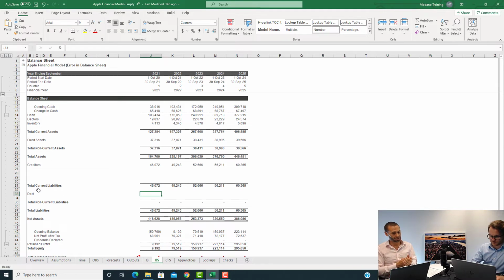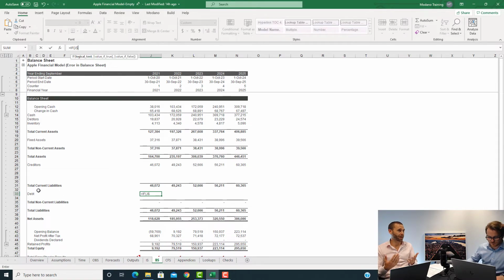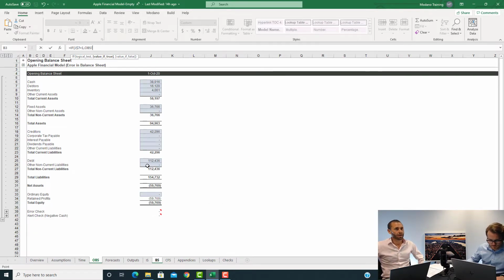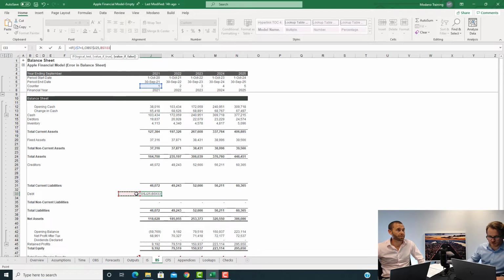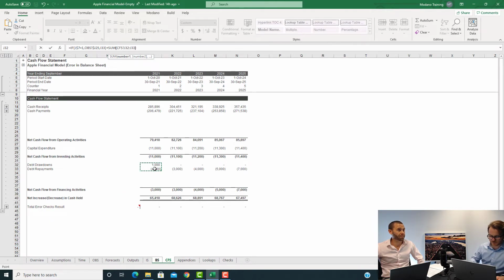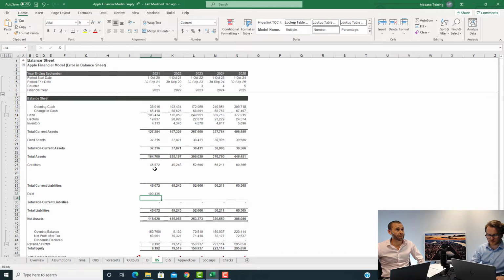So as usual, we're going to do equals if the period number J$7 equals 1, then take the opening balance sheet debt amount, which is that 112,436. Take that, and you might want to lock the column on that, $J25. Otherwise, just I33, which is the prior cell. Otherwise I33. Now we need to do plus, and we're just going to do sum, open brackets, and we're going to sum the drawdowns and repayments for that period. That's it, and press enter.